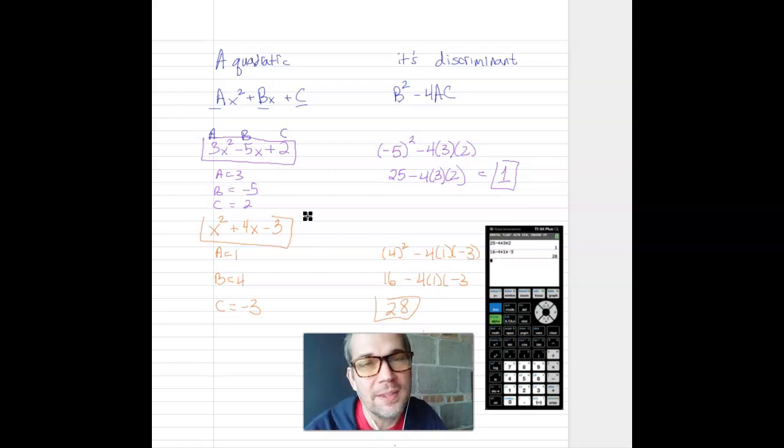So, hopefully you can see this is not that bad. If you can look at a quadratic and identify the value for a and b and c, and if you can understand that the discriminant is this expression b squared minus 4ac, and if you square b in your head and do the rest in your calculator, I promise it's very hard to get it incorrect.